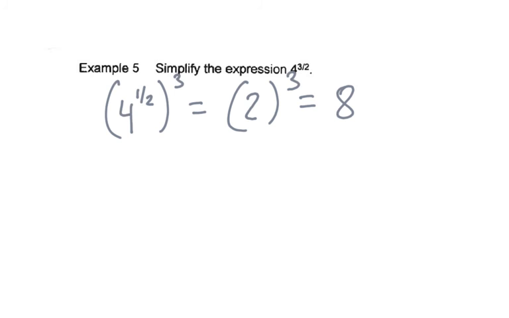And if you said 6, that's because you said 2 times 3. But it's 2 times 2 times 2, right? Or 2 cubed is 2 times 2 times 2, which gives me 8.